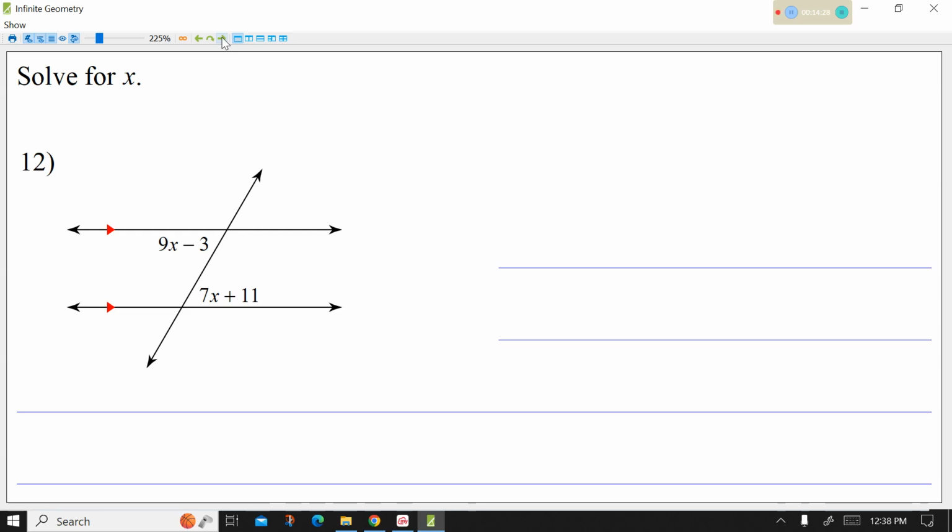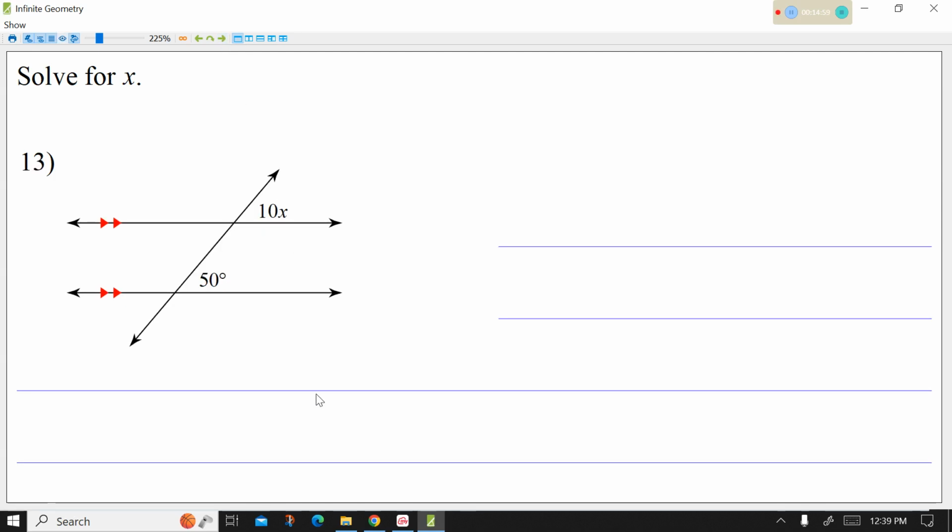So number 12, again, you would set these two equal because these are alternate interior angles. So we would say 9x minus 3 is equal to 7x plus 11. And if you solve this problem, you should find that x equals 7. We could go plug that back in there and double check, right? Like 7 times 7 is 49, and 49 plus 11 is 60, okay? And 9 times 7 is 63, and 63 minus 3 makes 60. So it's possible to check your answers and make sure that you got the right value.